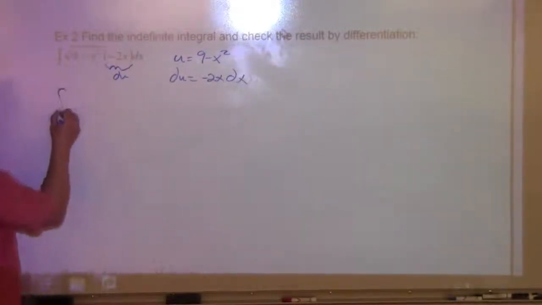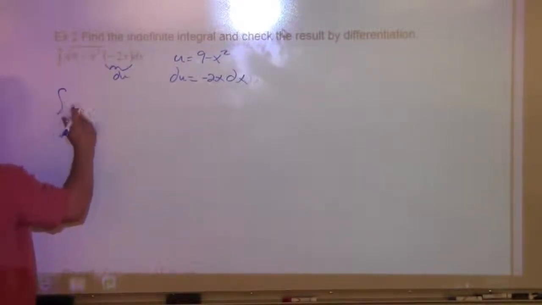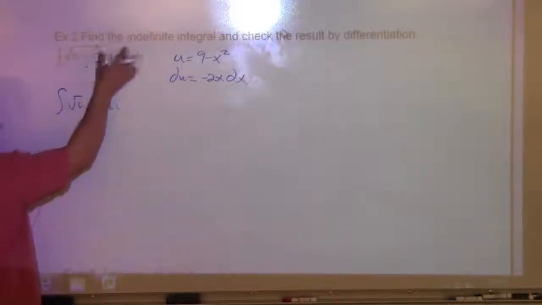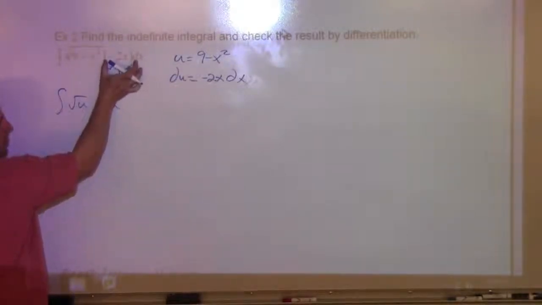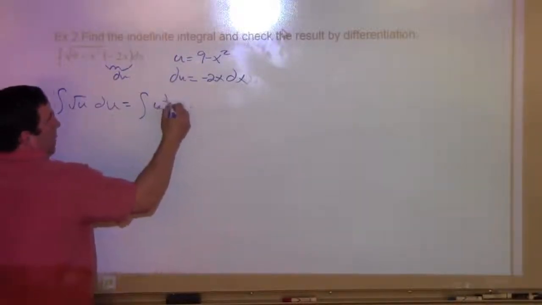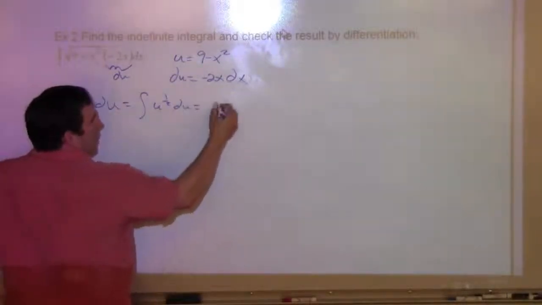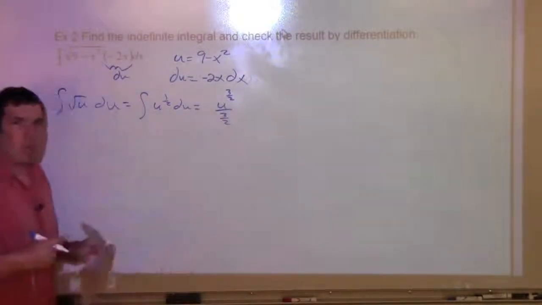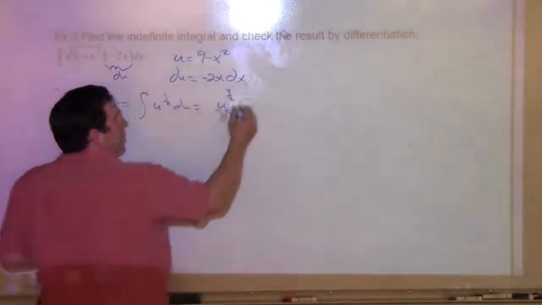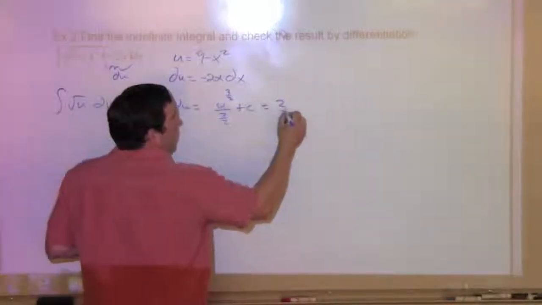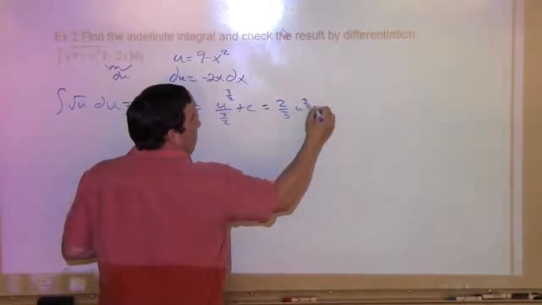And then this could be rewritten as the square root of u du. U is this part under the radical. This other information is your du. And that could also be written as u to the 1/2 du. That becomes u to the 3/2 divided by 3/2. I just added 1 to the power, plus some constant c. That's going to be 2/3 u to the 3/2 plus c.